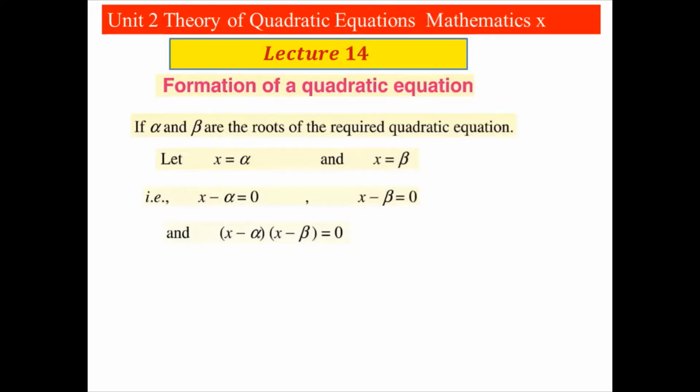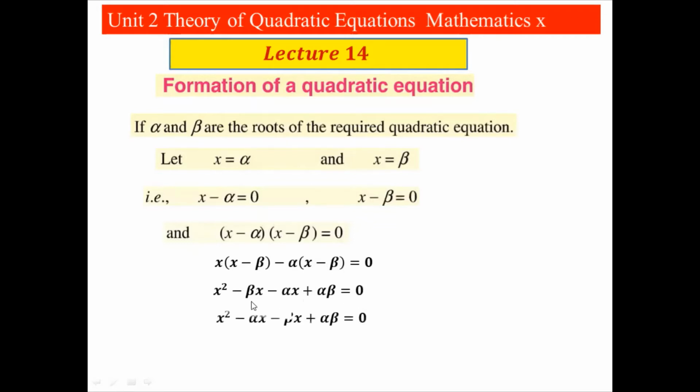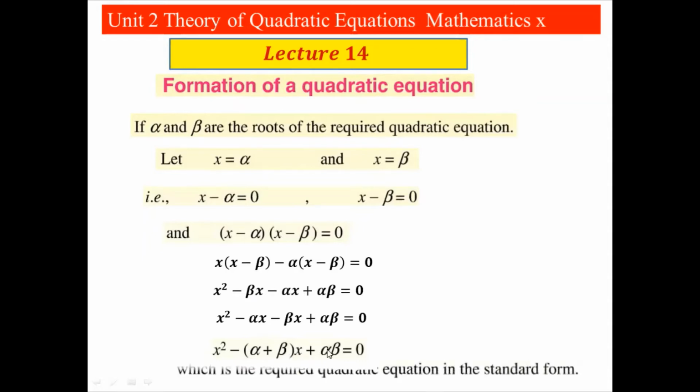Now we have to multiply x with (x minus beta), and minus alpha with (x minus beta). So x square minus beta x minus alpha x plus alpha beta. Now we can write this as x square minus alpha x minus beta x plus alpha beta, just rearranging this equation. Now we can take minus x as common. So we have x square minus (alpha plus beta) times x plus alpha beta, which is the required quadratic equation in the standard form.